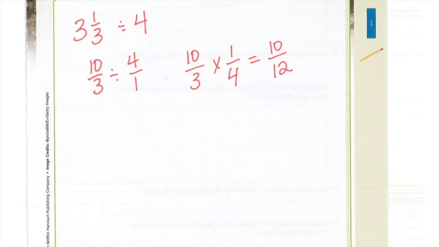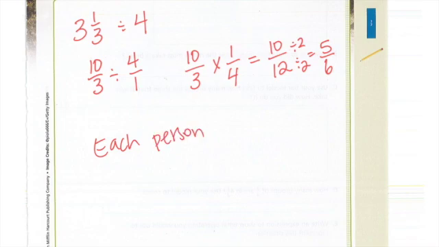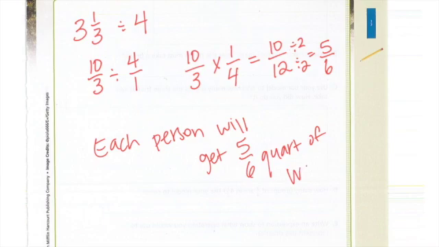I can simplify both of those by 2. That is 5/6. So I know that each person will get 5/6 quart of water. Again, there were so many ways to do that, but hopefully you got the same answer. All right, let's go to the next page.